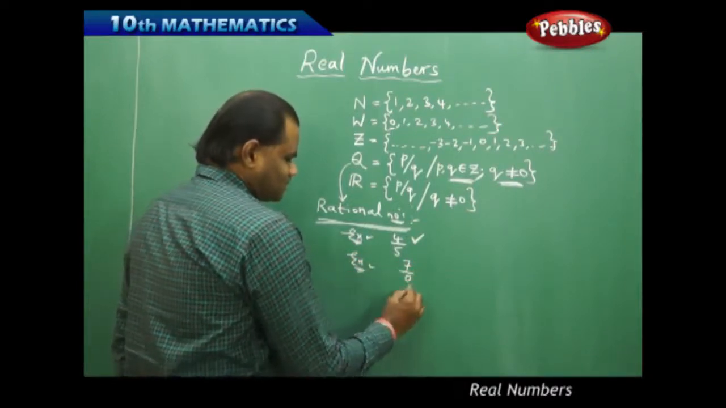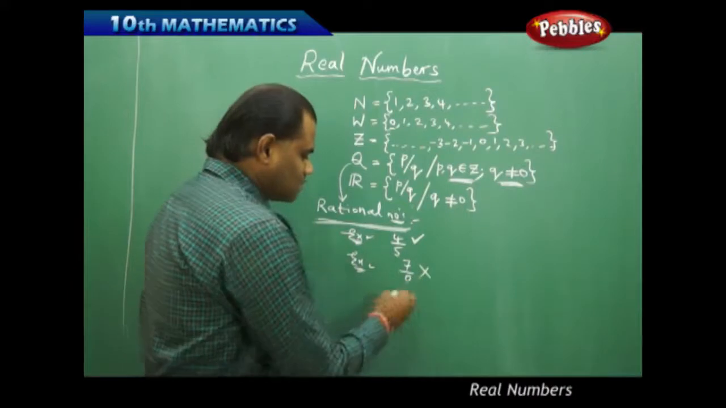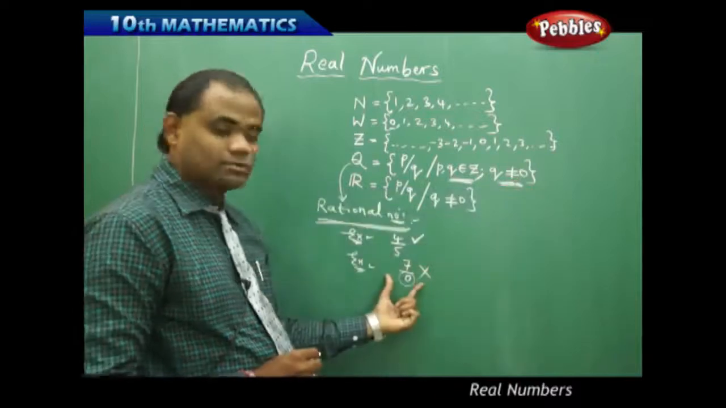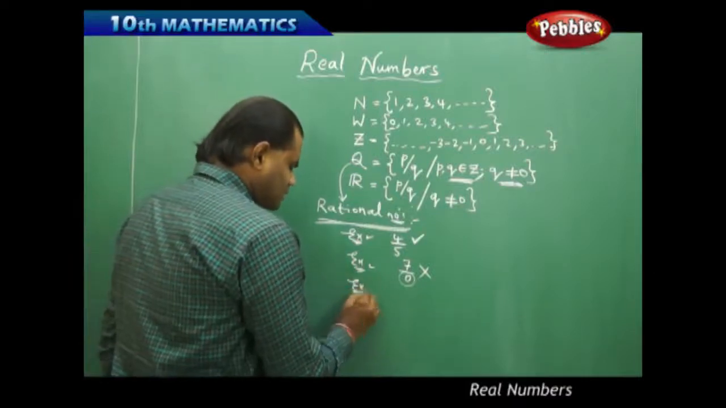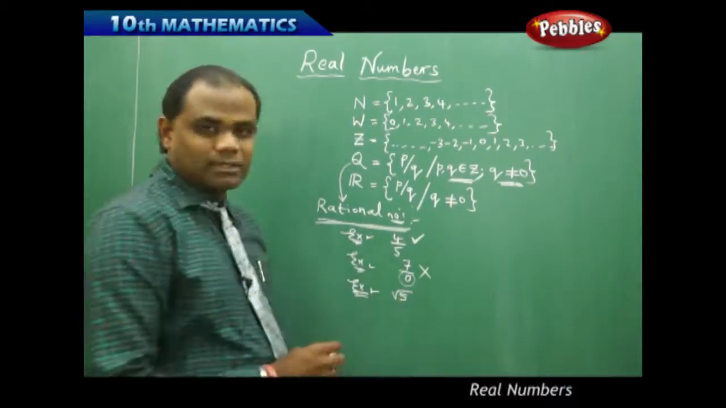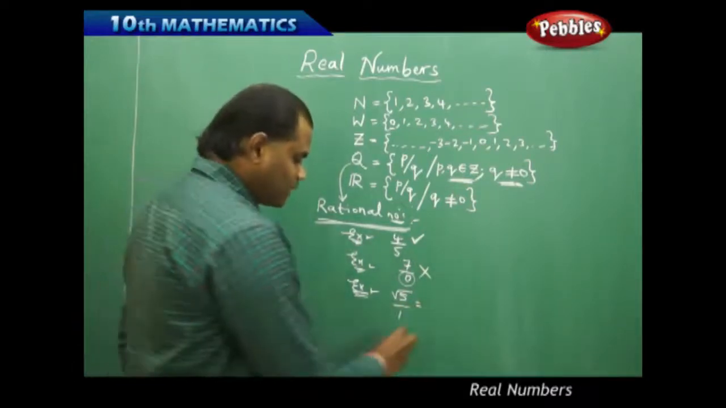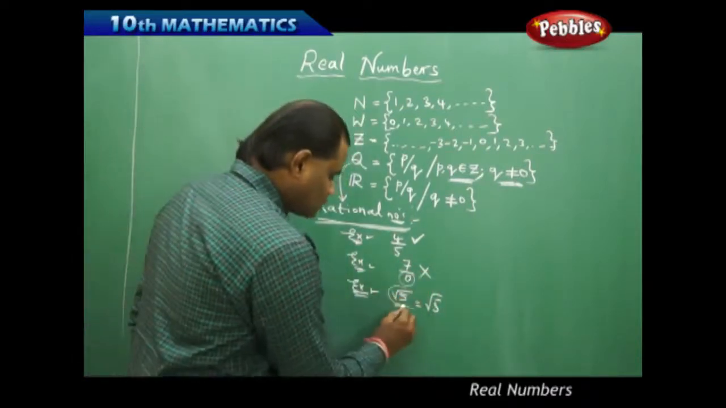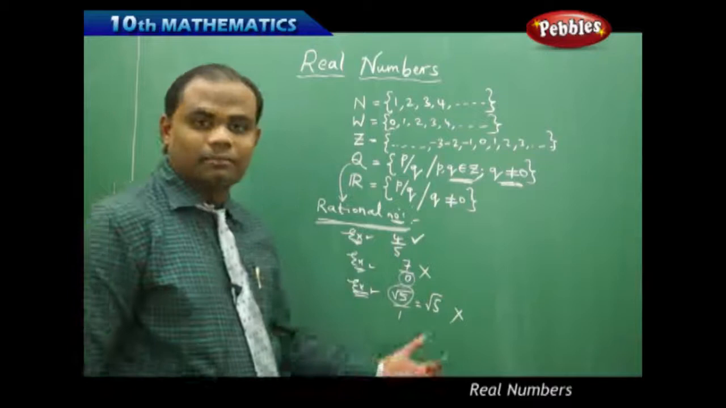Similarly, let me take another example. Say I take 7 over 0. In this case, this is not a rational number because although 7 and 0 are integers, q should not be equal to 0, and this condition fails. Similarly, if I take another example, say root 5, then root 5 is not a rational number, because if you write it in the form p by q, root 5 can be written as root 5 over 1, and root 5 is not an integer. So p is not an integer. Therefore, this fails the condition of being a rational number.